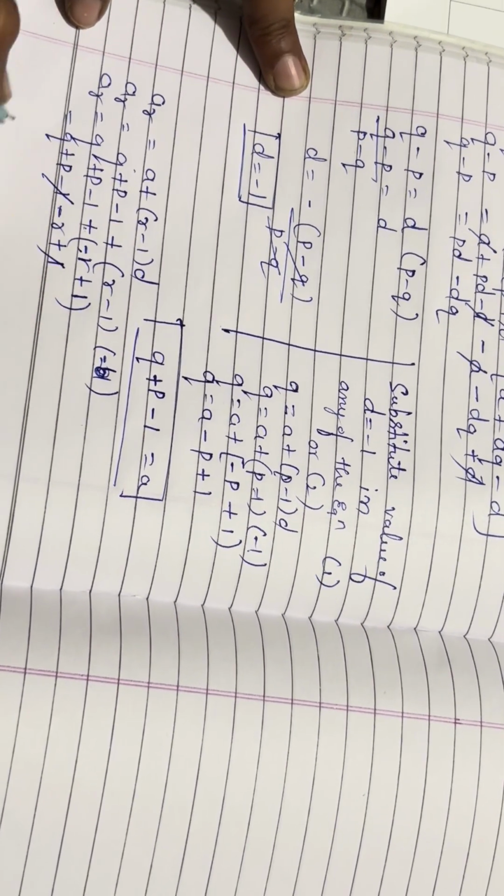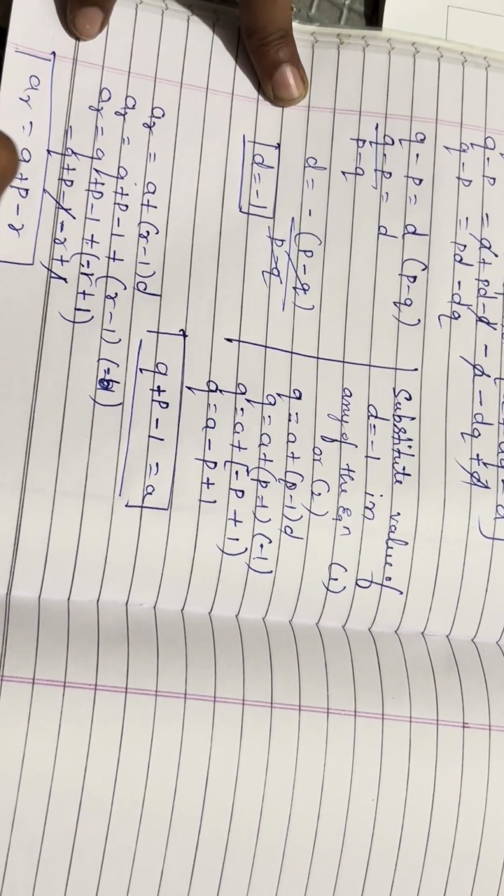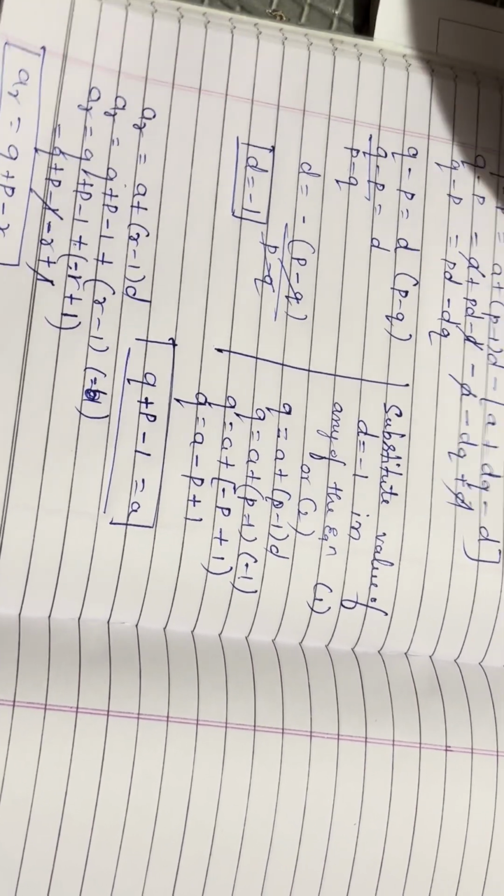Q plus P minus 1 minus R, plus into minus is minus, so plus 1. Plus 1 minus 1 cancel. Q plus P minus R. A R is equal to Q plus P minus R. We got the same answer.